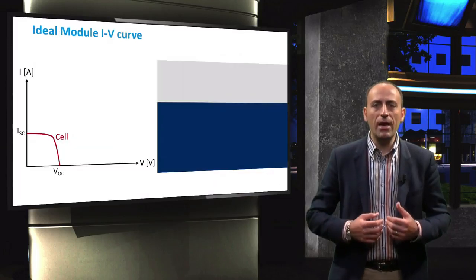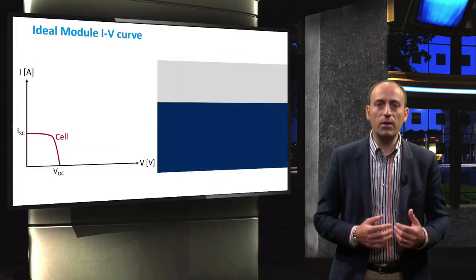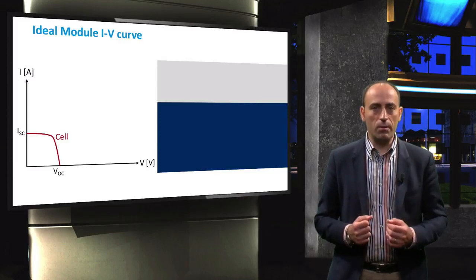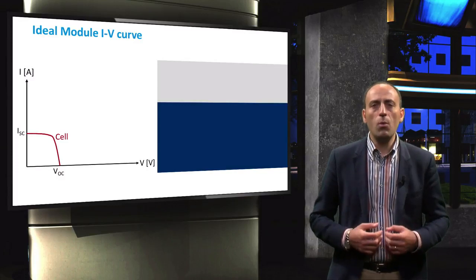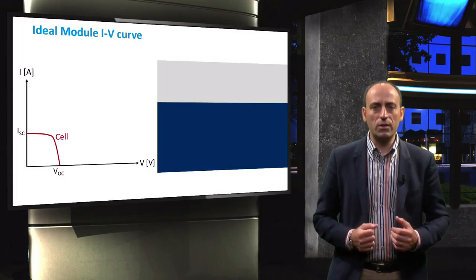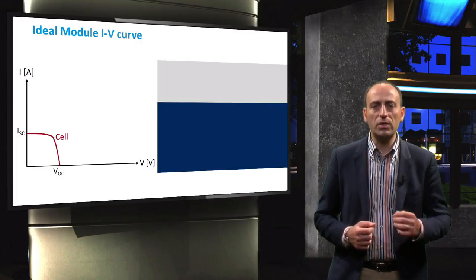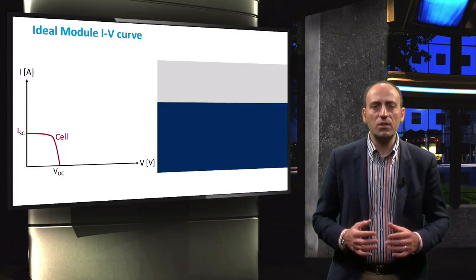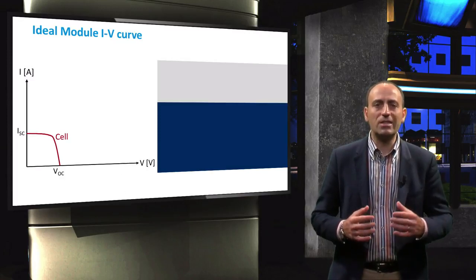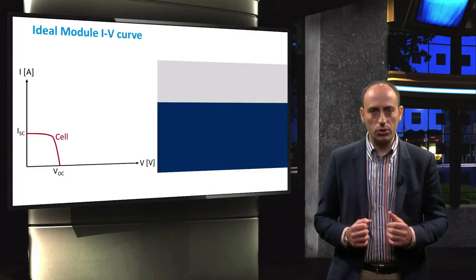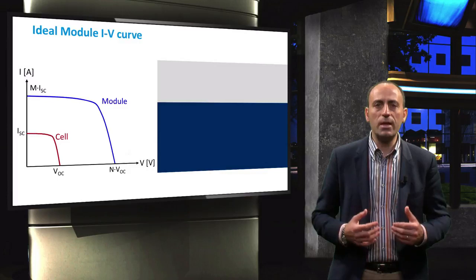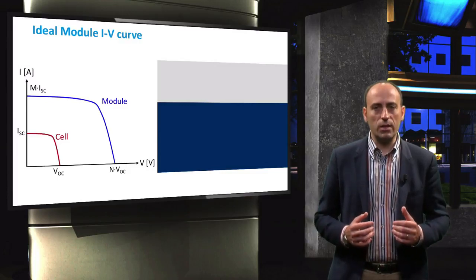To see how the IV curve of a module is different from that of a single cell, let's first look at the IV curve of an ideal module. For this module, we assume that all the interconnected solar cells have identical electrical characteristics and all experience the same insolation and temperature. All cells will therefore be operating at exactly the same current and voltage. Consequently, the IV curve of the PV module has the same shape as that of a single cell.